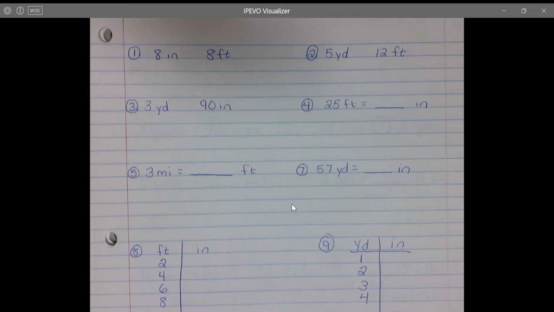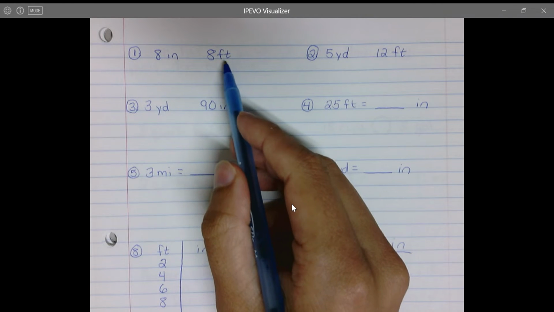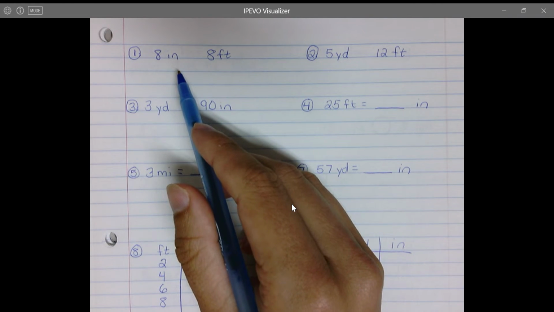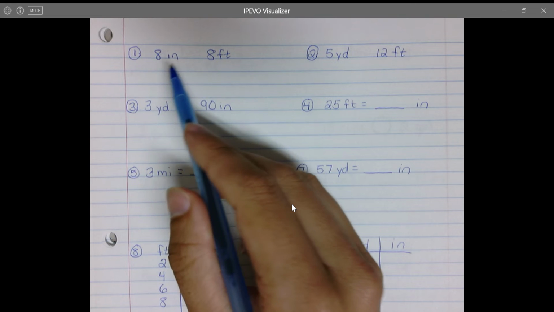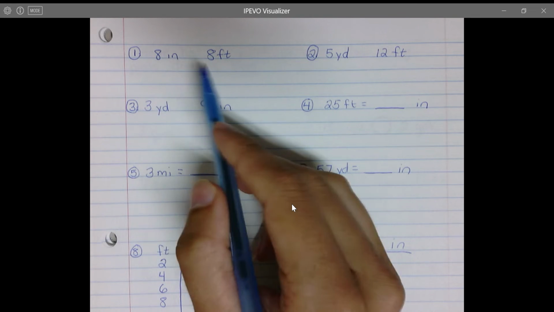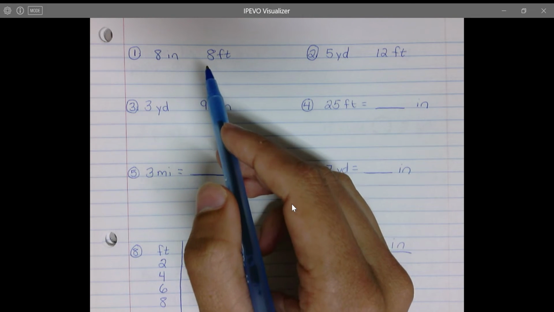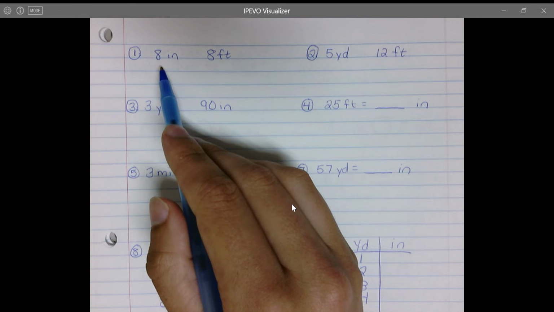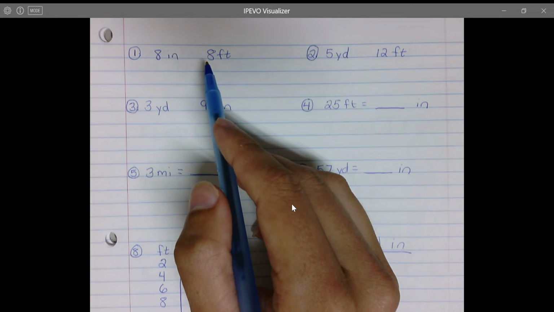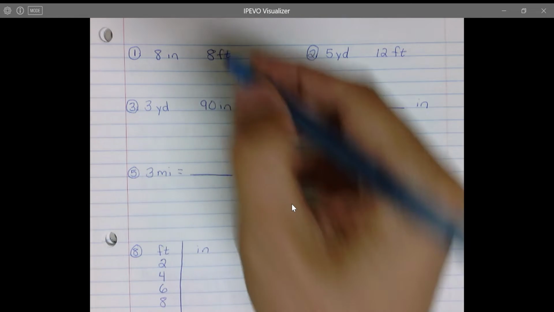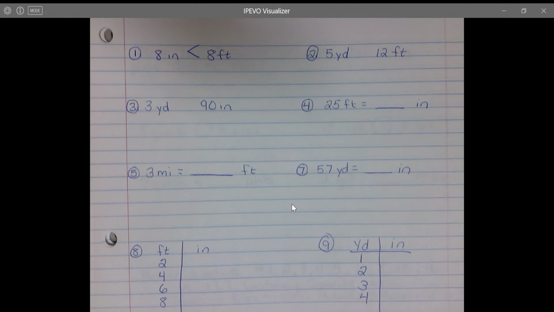So this first one, I needed to compare 8 inches and 8 feet. Well, I know that feet are larger than inches, so if I have the same number amount of feet and inches, the feet has to be more. If you think of a ruler, think of how short 8 inches is and how long 8 rulers together would be, then 8 feet would be larger.